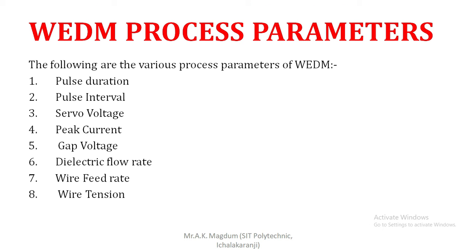Next slide, the wire EDM process parameters. There is a list of process parameters. First is the pulse duration, second is the pulse interval, then servo voltage, peak current, gap voltage, dielectric flow rate, wire feed rate, and wire tension. These are the various process parameters of a wire EDM process.